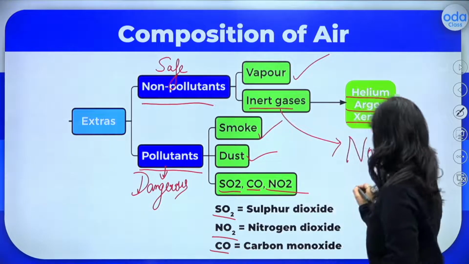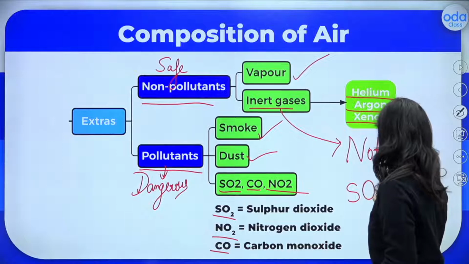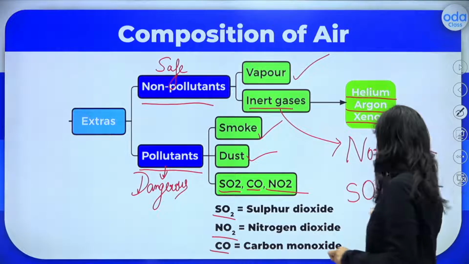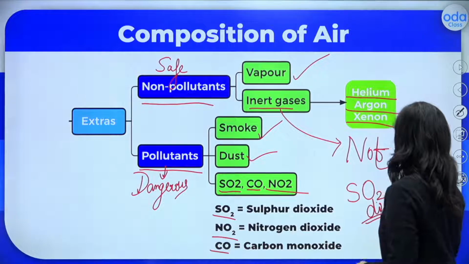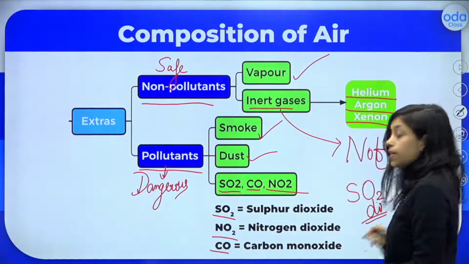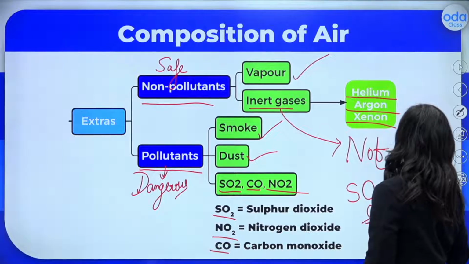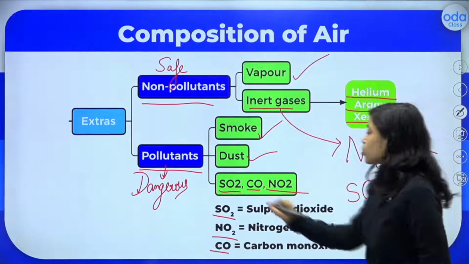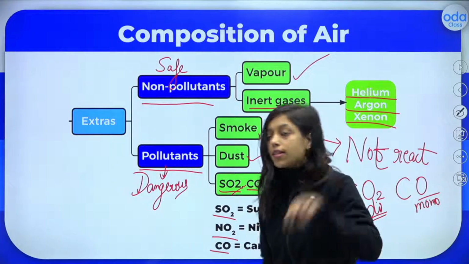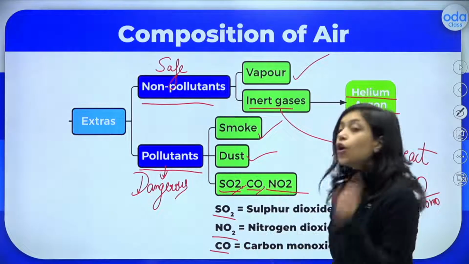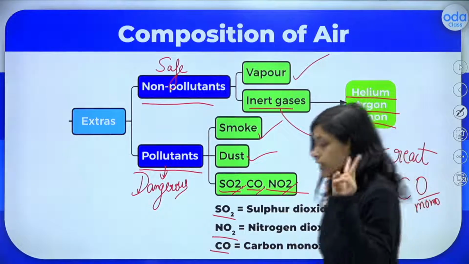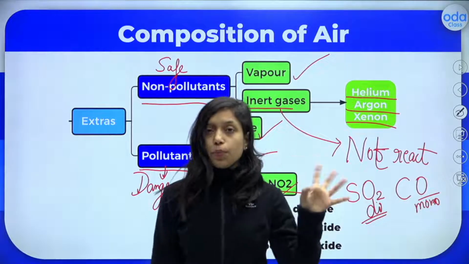So see here, SO2, right? Two oxygen is present, so that is why we are writing it as dioxide, okay? But CO, only one oxygen is present, so that is why we are writing it as monoxide, okay? So whenever it is two, you have to write dioxide. For example, carbon dioxide. Here it is carbon monoxide and nitrogen dioxide, two oxygen molecules. I hope it is clear, right?